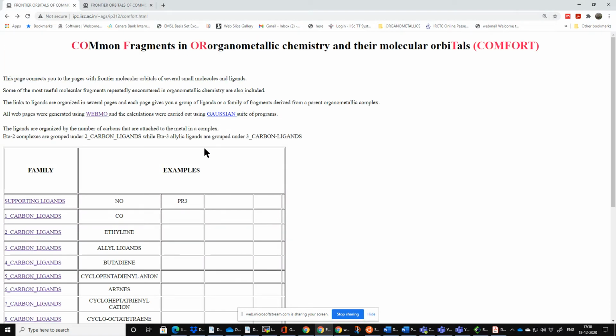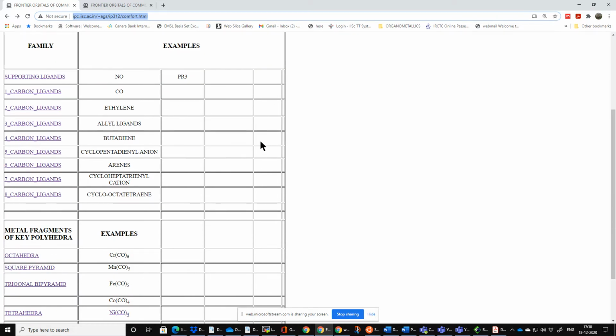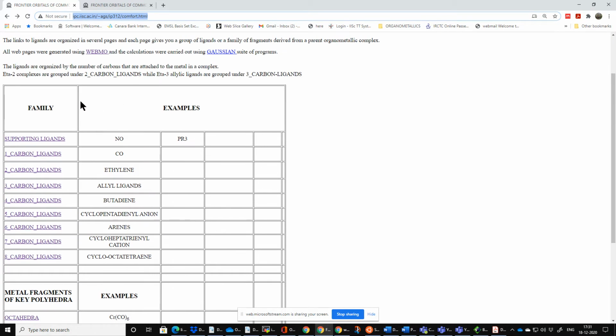I want to briefly introduce to you this website which has been created for IP312 students, and it is labeled as Comfort. The URL is highlighted here: IPC-IIC-AC1 tilde AGS IP312/comfort.html. If you use this URL, you will see a table which gives the family and the examples.